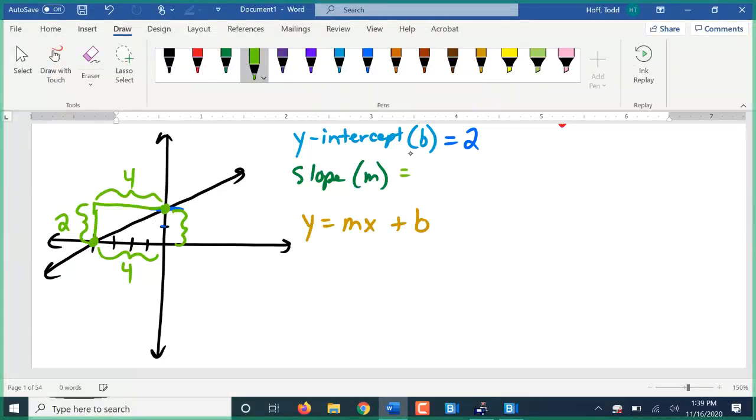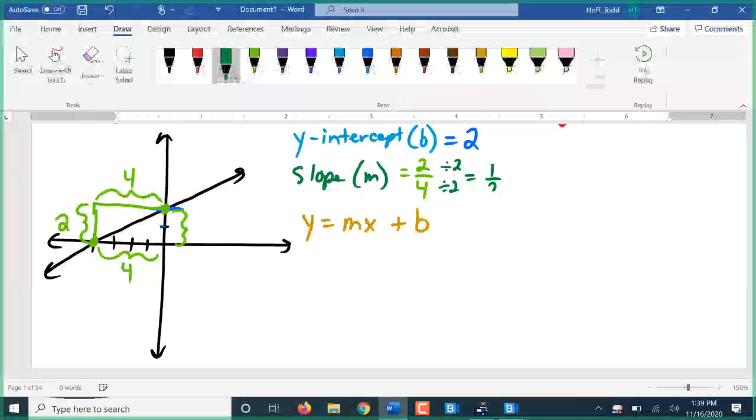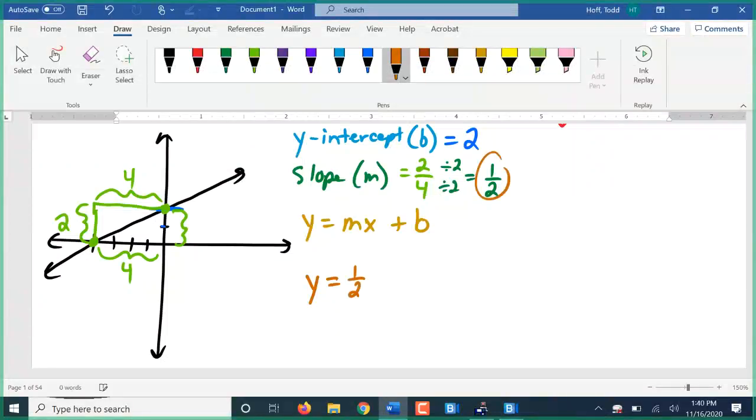So we have a slope, rise of 2 over a run of 4. Both of those divide by 2 to give me a 1 over 2, or 1/2 slope. So that means my equation is y equals slope times x, so 1/2 times x, plus the y-intercept. The y-intercept's a positive 2, so plus 2.